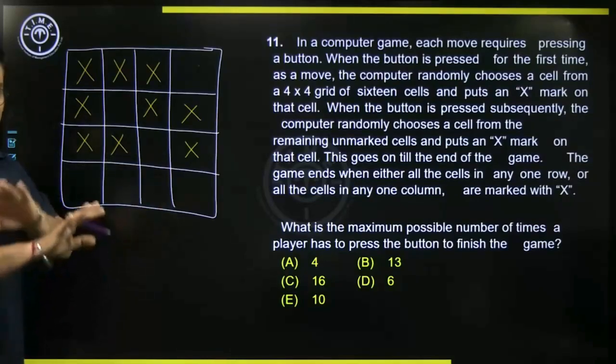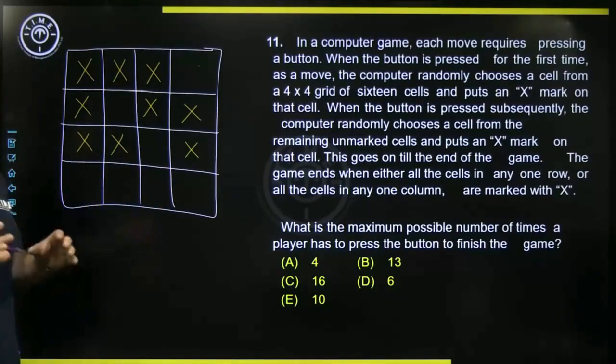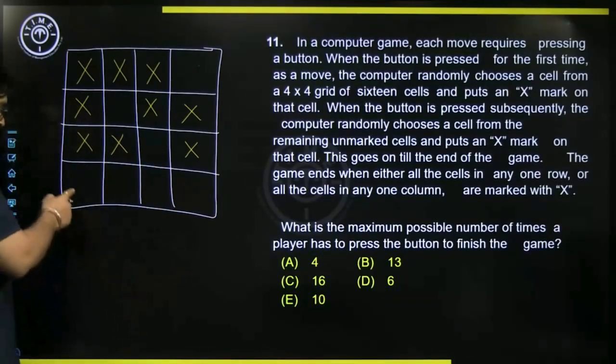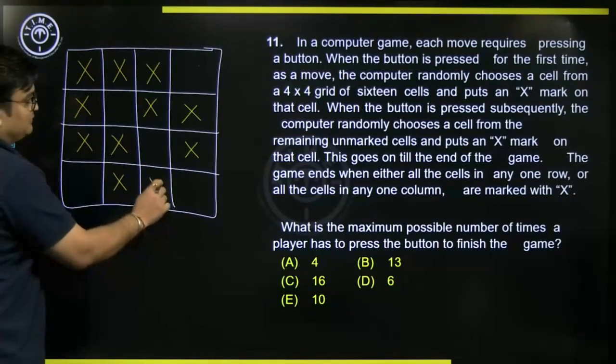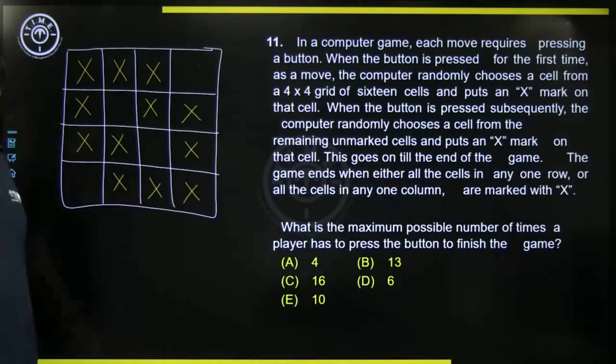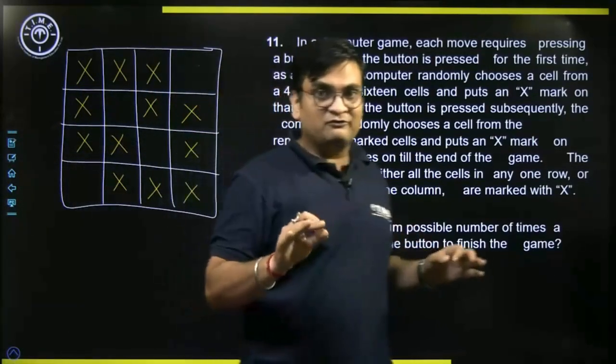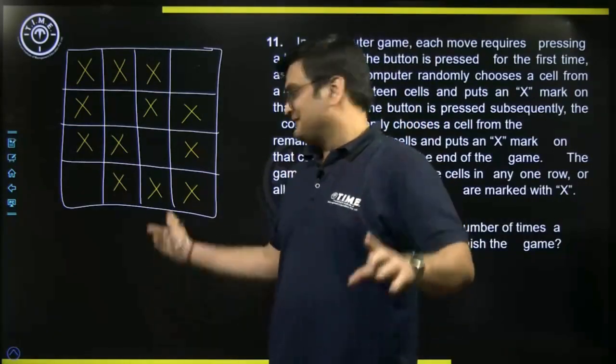The moment I place it here, my game ends, so I will not do that. Ninth move, I can go till 9 moves this way. Then I cannot place it here because this column will be filled. 10th move, 11th move, 12th move. So that means I can make 12 moves, ensuring that the game doesn't end this way.